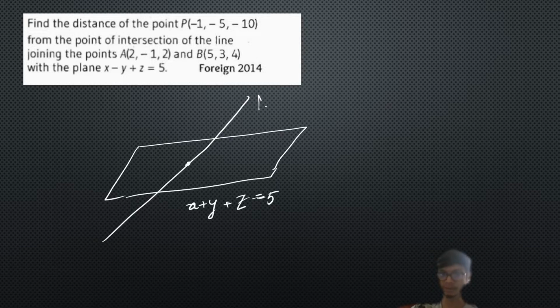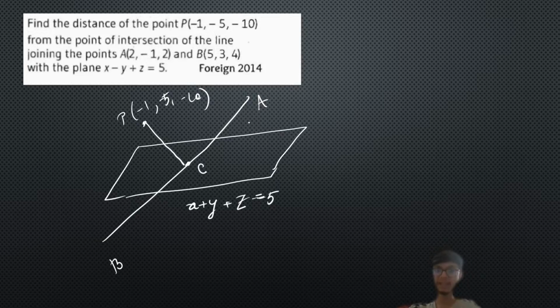So we have to find the equation of the line AB, and then find at what point this particular line is intersecting this particular plane. Let us consider this point as C, and then we have to find the distance of the point P. P is some unknown point, minus 5, minus 1, minus 5, minus 10. So we have to find the distance between point P and this point C. This is what the question is about, right?